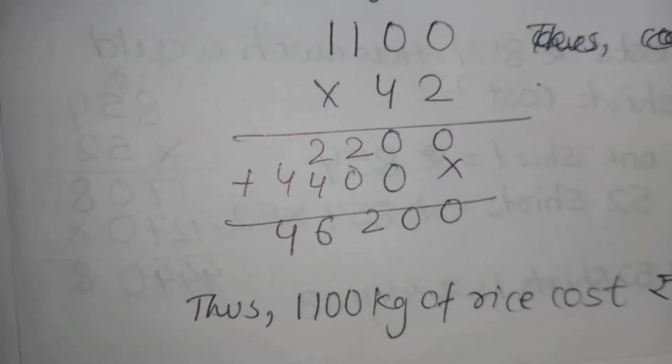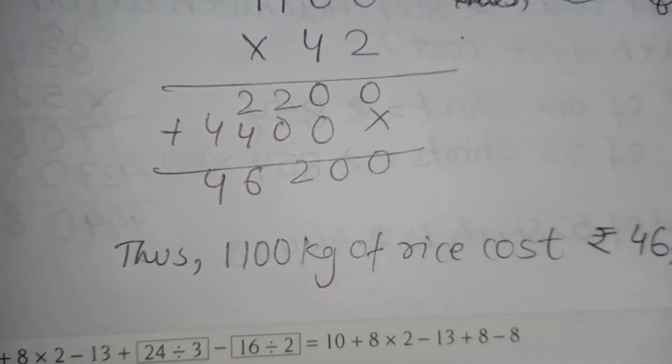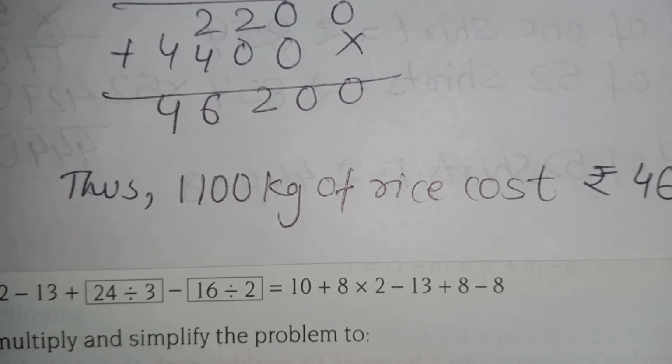46,200. 46,000 comma 200. Okay, so we have got the answer. Now let's move to question number 5.